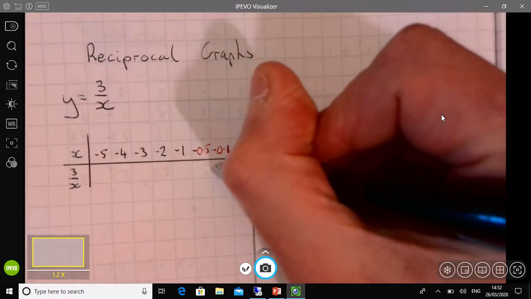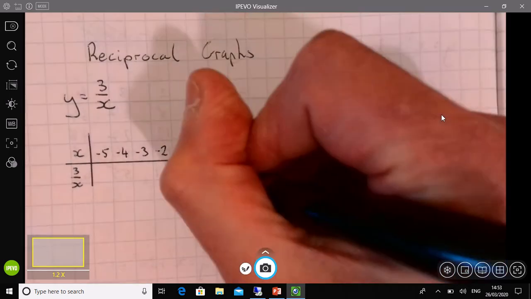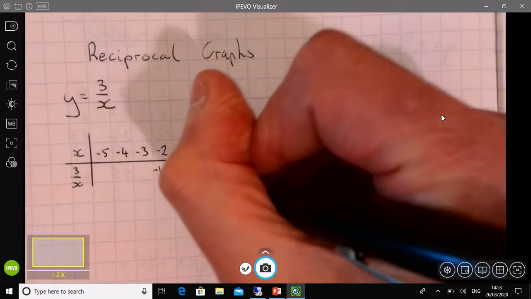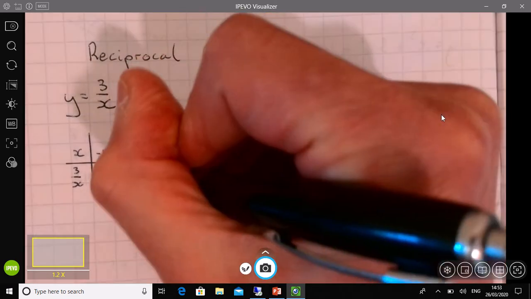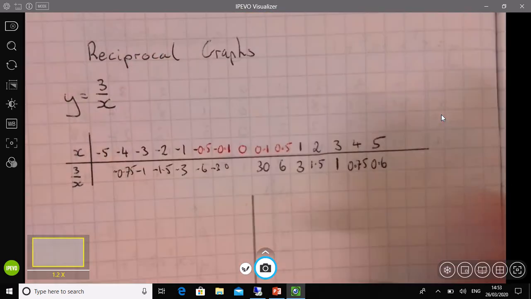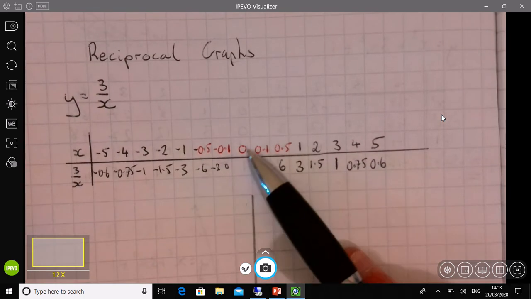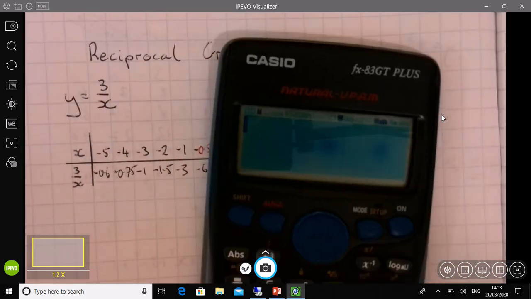So I can just quickly pop those numbers in. Okay, so we got -30, -6, -3, -1.5, -1, -0.75, -0.6.